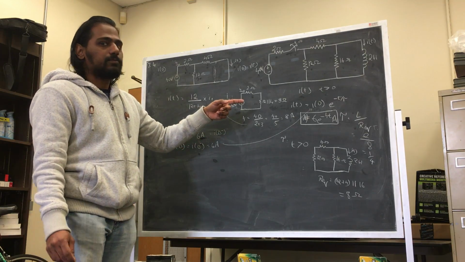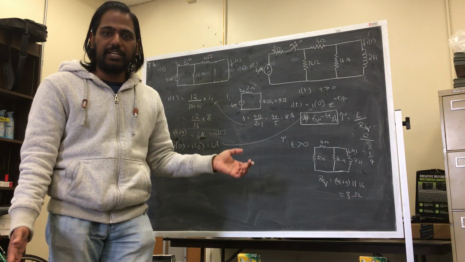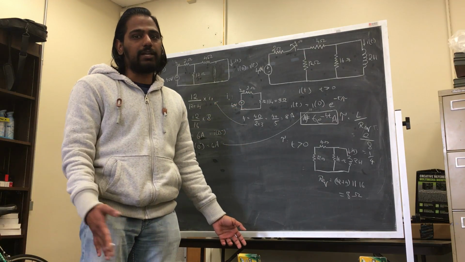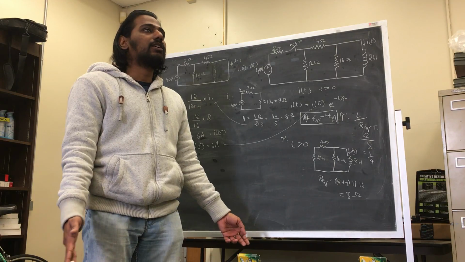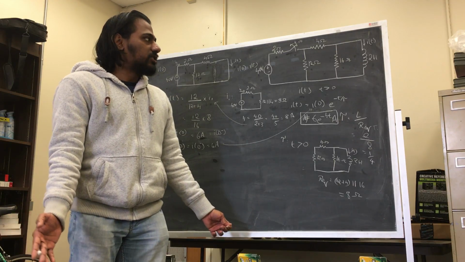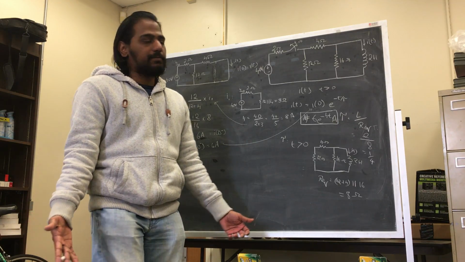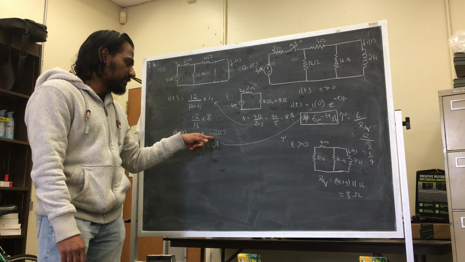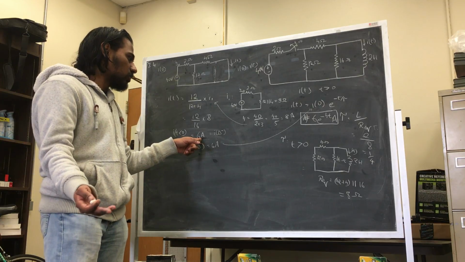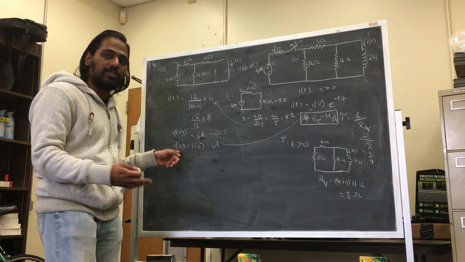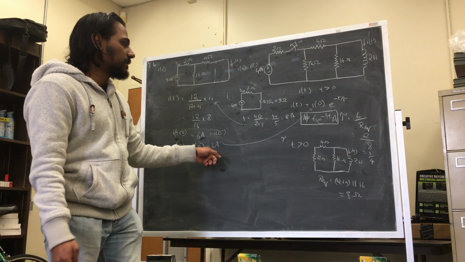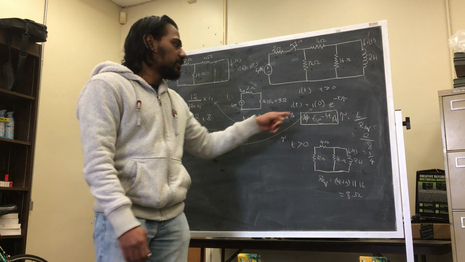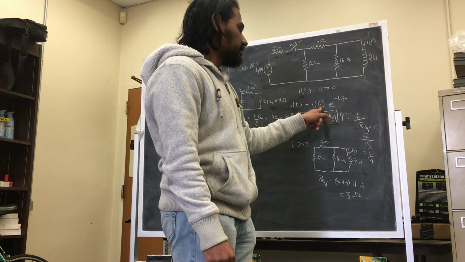In an inductor, the current cannot change instantaneously. The voltage can, but the current can't. In a capacitor, the voltage cannot change instantaneously, but the current can. So you have i(0 minus) as 6 amperes. Since the current can't change immediately, i(0) also would be 6 amps. So you have the initial current, that's 6 amperes.